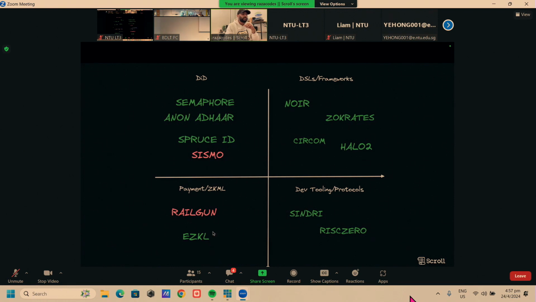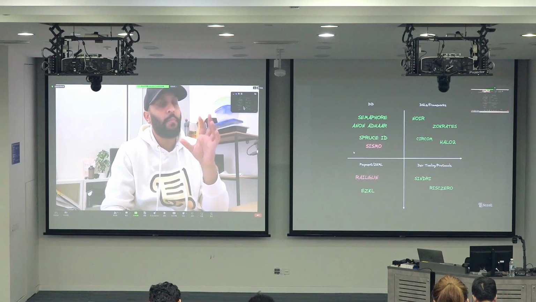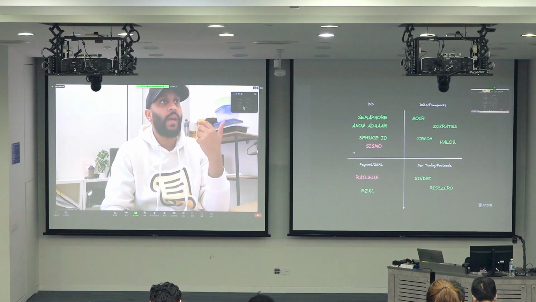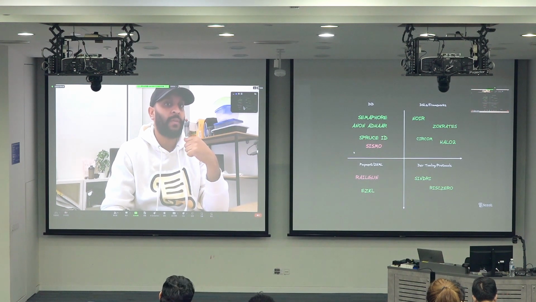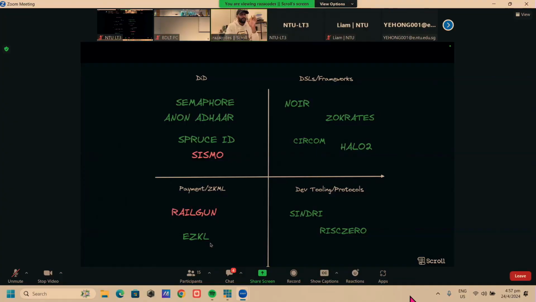Here on the lower left, you'll see Railgun that's used for payment shielding, which has a very interesting setup. If you're familiar with Tornado Cash, they have found a way to make sure that if there is a malicious actor, you can also prove that you're not a malicious actor, i.e., if there is money laundering going on, you can prove that you've not been part of the money laundering in this case. And then EZKL, I will not dive too much into ZKML, but that's where ZK has taken off as well.